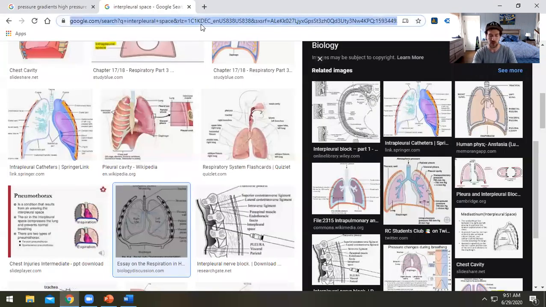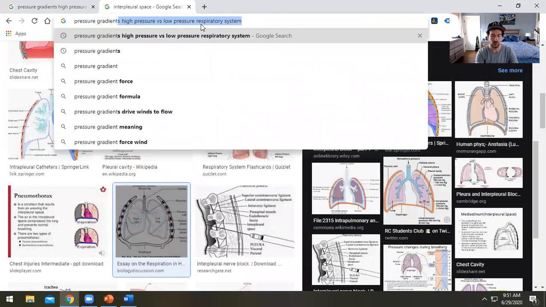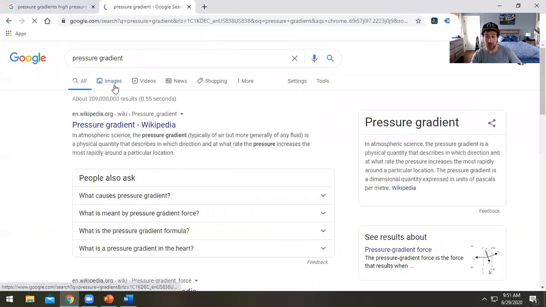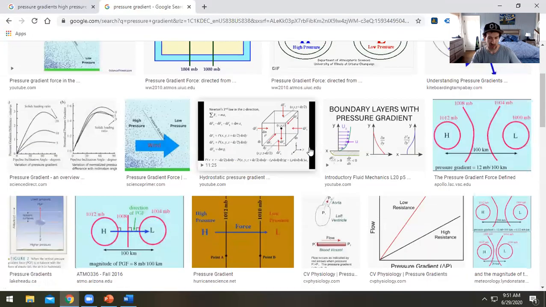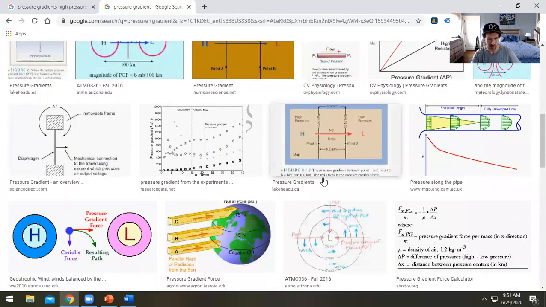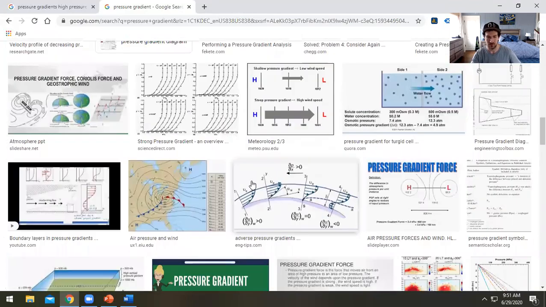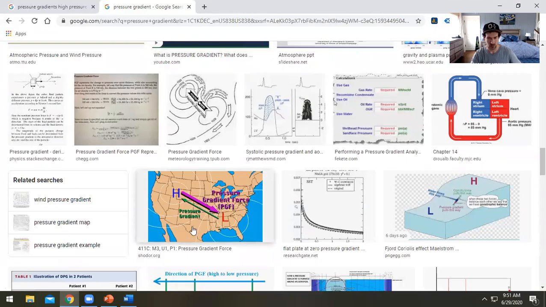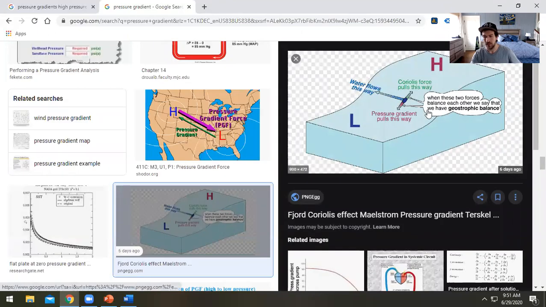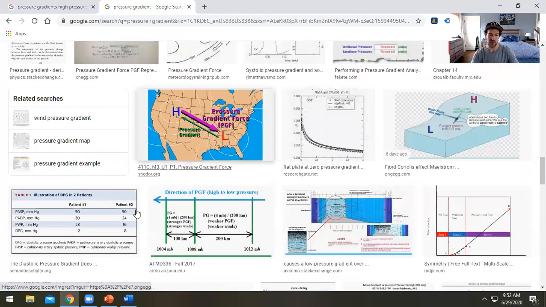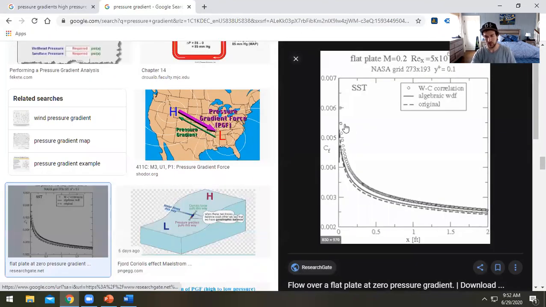When you think of a pressure gradient, what I want you to picture is kind of a triangle. Not quite a triangle, but high pressure, low pressure, right? Picture a triangle moving this way. Picture sliding downhill, right? That's what a gradient is. It's going to slide down the gradient.